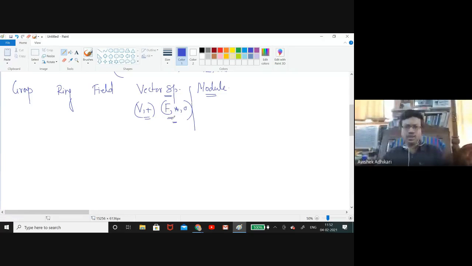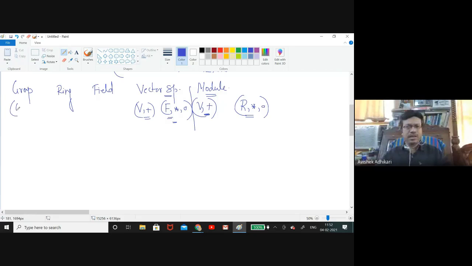So instead of a field, if you have any ring R, say with star and dot, and you have V plus, and if you consider the action of this ring over this additive abelian group satisfying a few properties, then we call this a module over the ring R. As you understand, any field is a ring, so you can consider a vector space as a particular case of module. Okay. So everywhere you will find the concept of homomorphism.